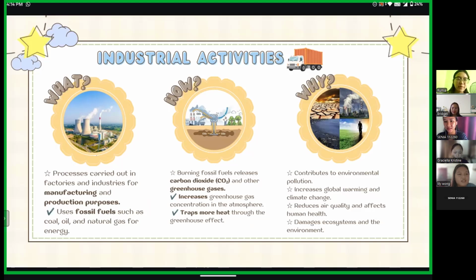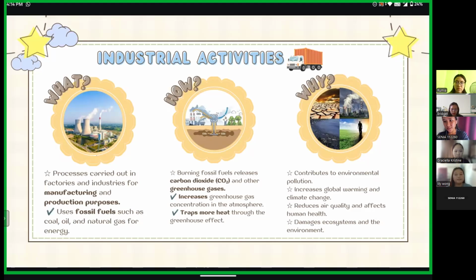Okay. Thank you, Bridget. I'm going to explain the third point, which is industrial activities. What are industrial activities? Industrial activities refer to all processes carried out in factories and industries to produce goods, services, and energy. This includes manufacturing products, generating electricity, producing materials like steel and cement, and processing chemicals.